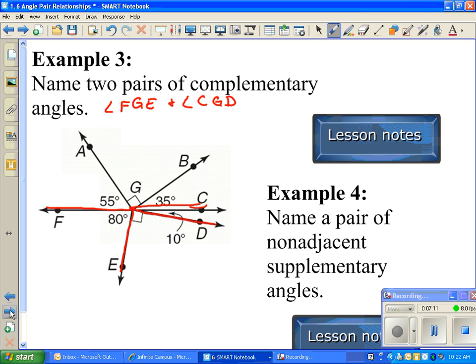All right. Angle FGA and CGB. She's right. So angle, well, I did it backwards, AGF, that's the same thing. And angle CGB. Are there any others? Yeah. Okay. Angle SGB.